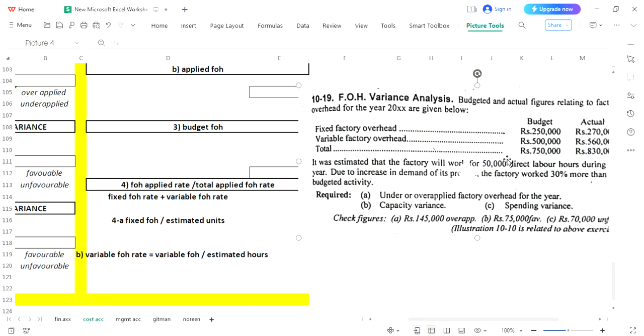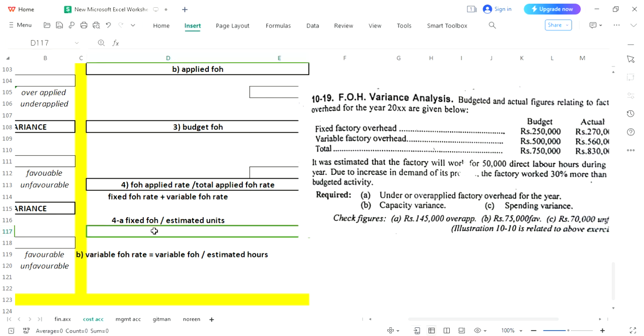Alright, now see over here, we have fixed FH, but there are two amounts written in front of it, budget and actual. There are two variable FH amounts written in front of here as well. So what we need is to use the budgeted variable FH and fixed FH to calculate the rates. We are not related with actual. Actual will come somewhere else. Whenever you want to calculate your FH applied rate, you will use budget. As you have seen, we have written estimated.